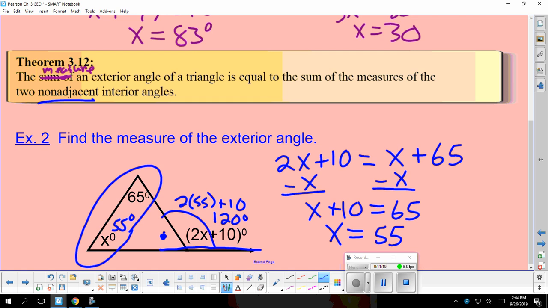So go ahead and try the last problem on your own and see how you can do it. Make sure you mark your figures, read the givens, and just mark them. It's not a proof. You just have to figure out the measures of the angles.